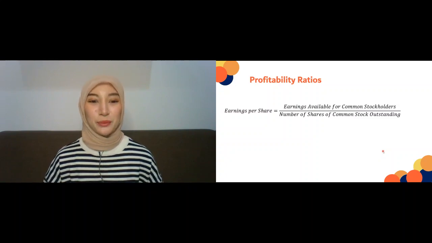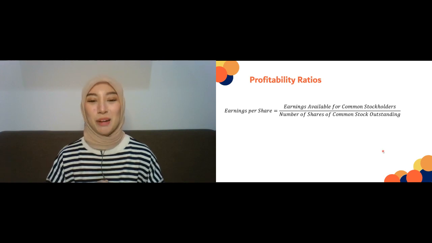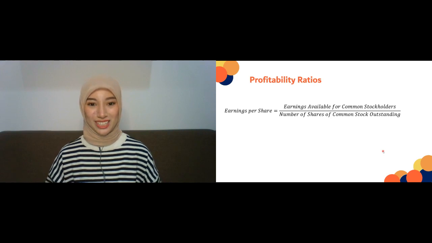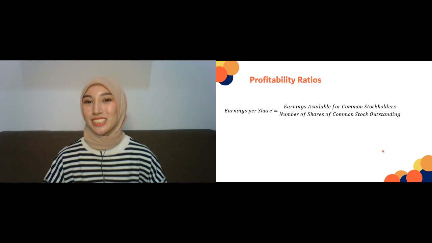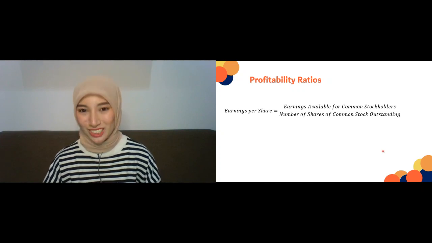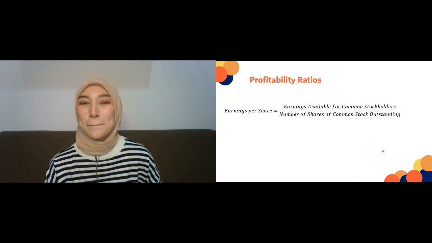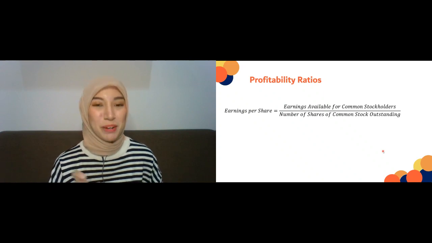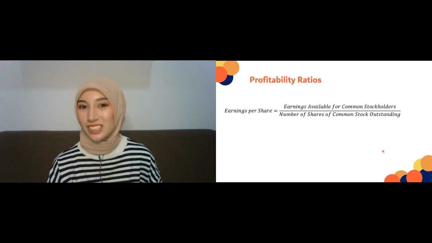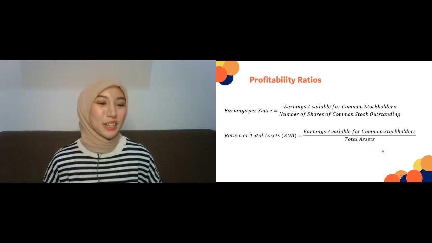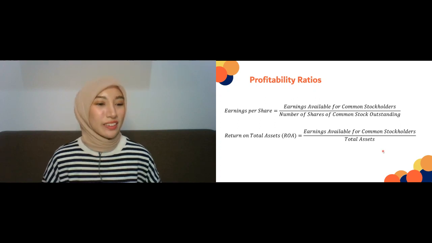Still from profitability ratios, here we have EPS, or earnings per share. For earnings per share, we look at earnings available for common stockholders divided by the number of shares of common stock outstanding. Usually this ratio is more interesting to stockholders, prospective stockholders or the management, because it shows you the amount of money earned during the period over the shares outstanding, or the shares that are available on the market.